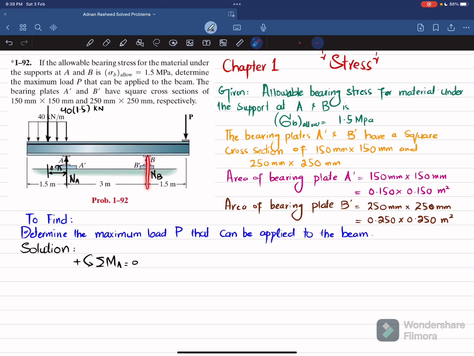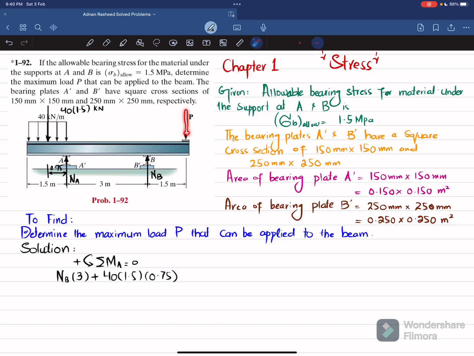The first moment about point A is due to this NB, and the perpendicular distance is 3 meter, and this is producing counterclockwise moment, so it will be positive. So I will write NB multiplied by 3 meter. The second moment is produced due to this uniformly distributed load, when converted into a point load, it will be this one, and the perpendicular distance is 0.75, and it is also producing counterclockwise moment, so it will be positive. So I will write 40 multiplied by 1.5, and the perpendicular distance is 0.75.